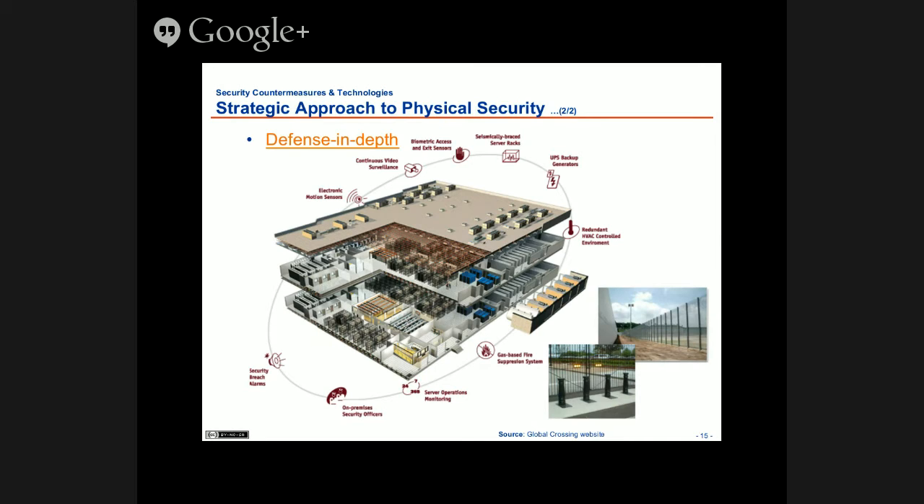You also have the UPS backup generators. You have the HVAC controlled environment, and a redundant environment in case something does go down. Then you have gas-based fire suppression. And then you have the server operations, the 24/7, 365 server operations monitoring. So you have all of these items here to ensure that the building itself is secure.